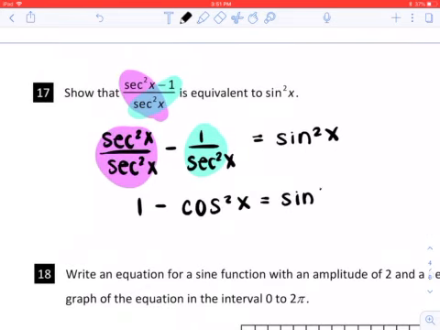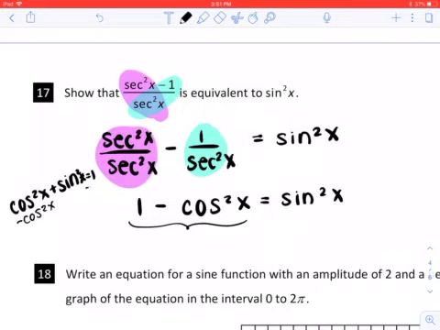And then from here, this is one of our identities. This comes from cosine squared x plus sine squared x equals 1. Except instead of having the 1 by itself, we have the sine squared x by itself. And you get that by just subtracting cosine squared x on both sides. So it is true that this equals sine squared x. So we did it, sine squared x equals sine squared x.